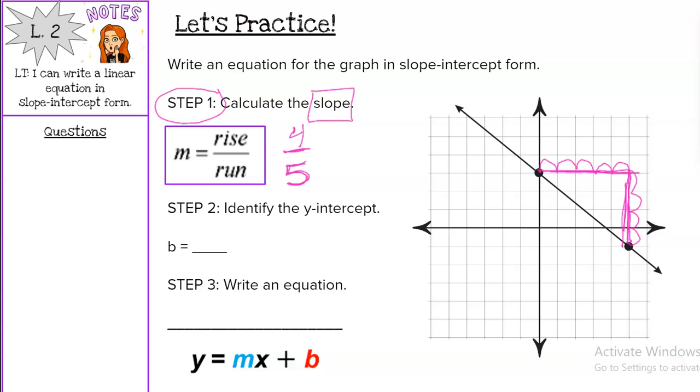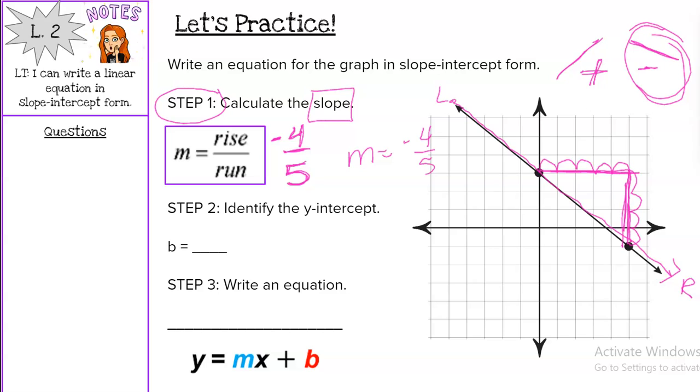That fraction can't be reduced, so it's going to stay 4 over 5, but don't forget to check positive slope or negative slope. If you look from the left side of the graph to the right side, we are going down the mountain. So it is a negative slope. So we want to make that negative 4 over 5. So I know my m equals negative 4 over 5.